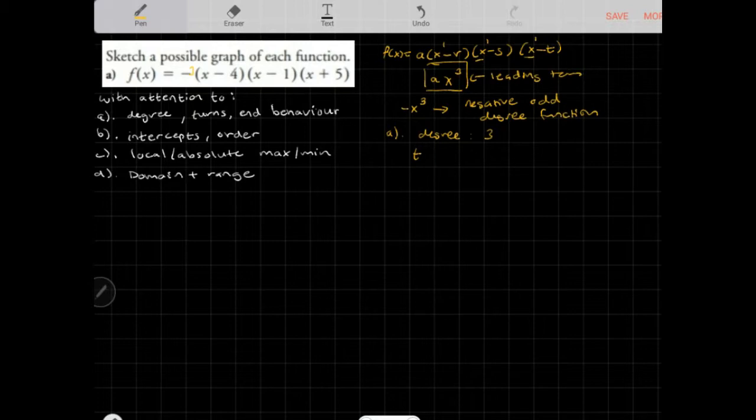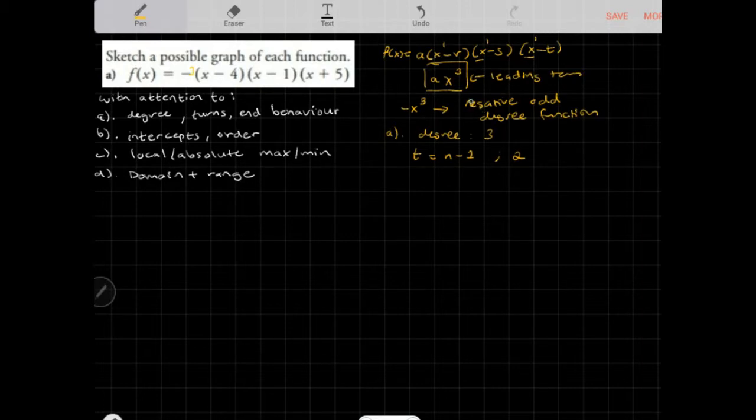The maximum number of turning points that you would find in a function would be n minus 1, and the turning points are basically points of extrema, right? So because it's n minus 1, we know that the maximum number you should have here is 2. You can have a minimum and maximum, or maximum and minimum.